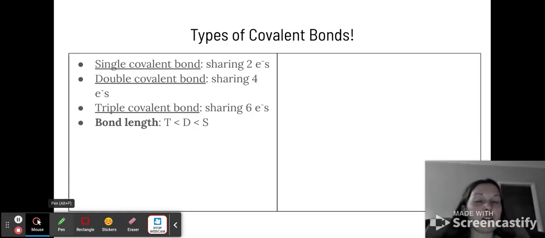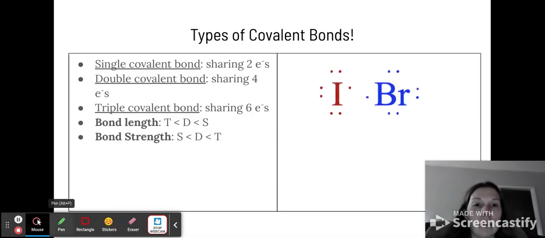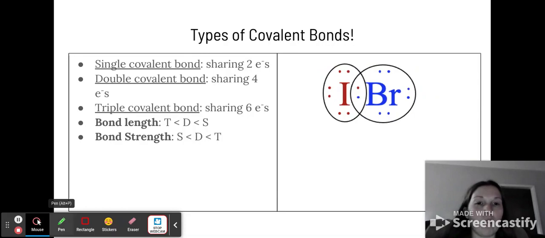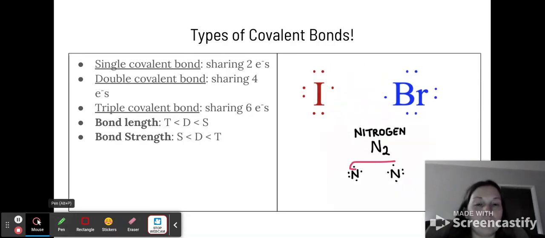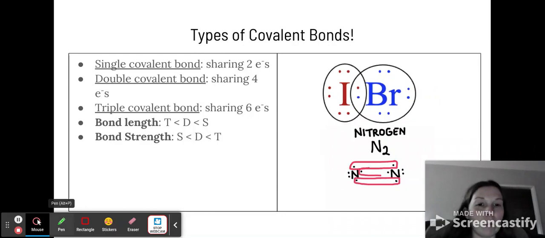So a triple shares 6 electrons. That's 6 things they have in common. They're going to be very close. But a single only shares 2 electrons. That's 2 things they have in common. They're not going to be as close. And then bond strength is the opposite. So the longest bond, a single, is actually going to be the weakest bond. It's the easiest to break, where double is the middle and triple is the strongest. And then here just shows the formation of a single covalent bond. And here shows the formation of a triple covalent bond.